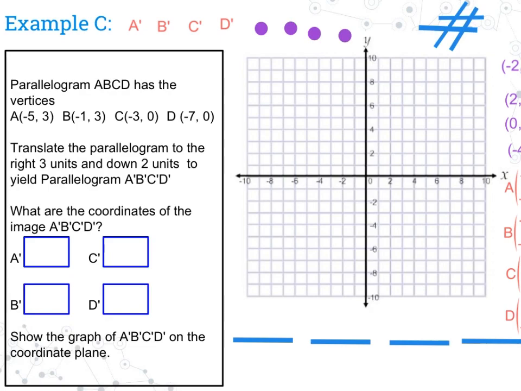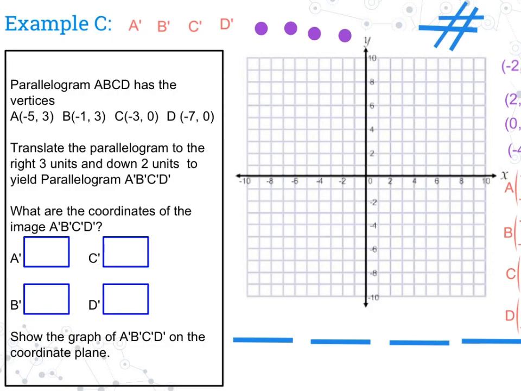So it says parallelogram ABCD has the vertices, and then it's listed all the vertices for us. And it wants us to translate the parallelogram to the right 3 units and down 2 units to yield the parallelogram A prime, B prime, C prime, D prime. And we're going to have to list our points, of course. So, what can we do to figure this out?